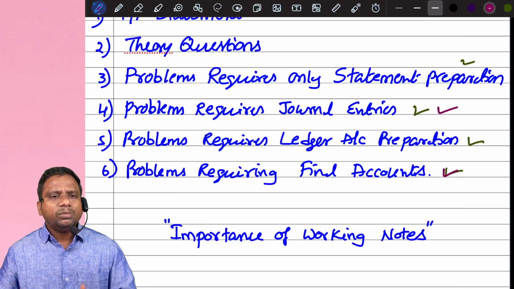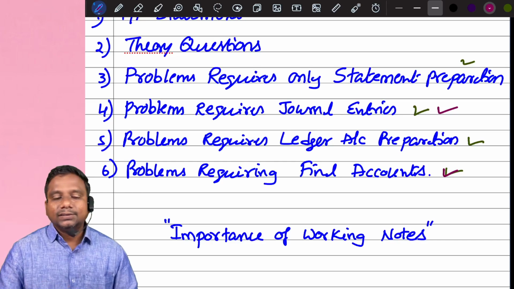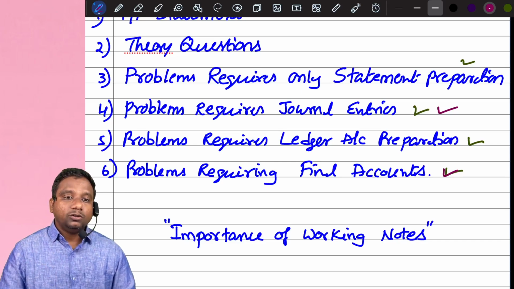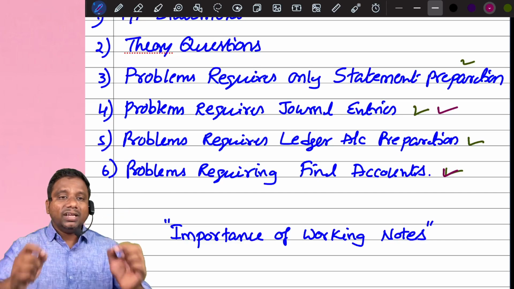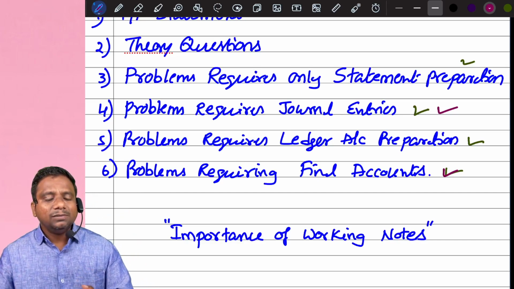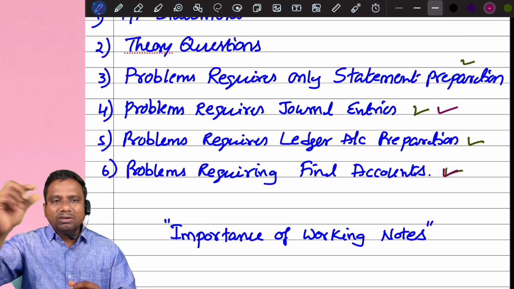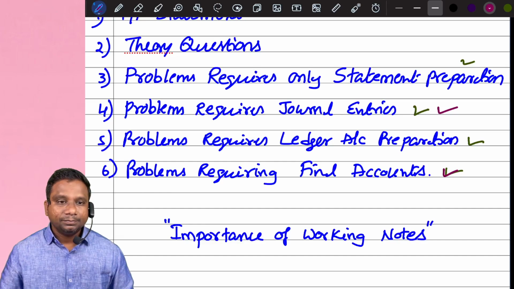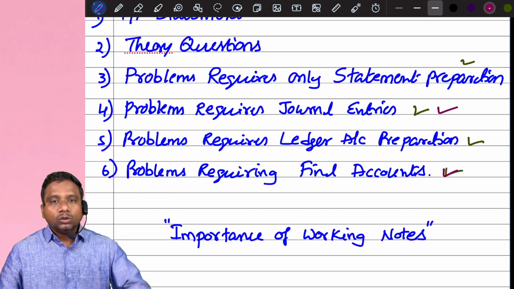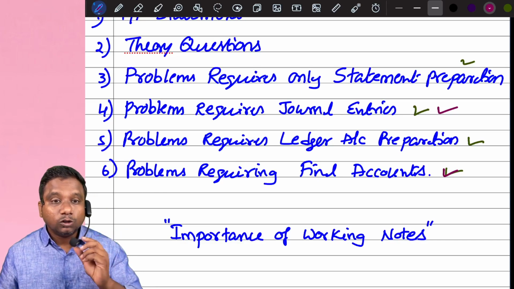Most of the students will commit mistakes in writing the headings. Headings play an important role, students. So headings are very, very important. And balance sheet heading: balance sheet as on so and so date. Once you write the business name, you need not write the business name every time. Is it clear, everybody? So this is how we prepare final accounts problems.